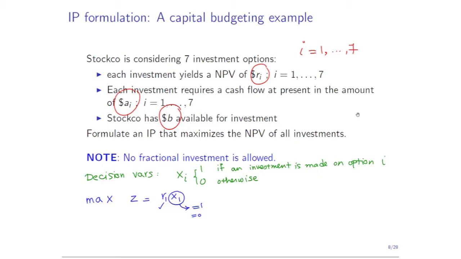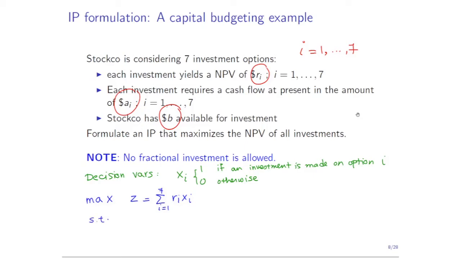The same is with project 2, and so on. If x2 is 1, I will get revenue R2. If x2 is 0, I will get 0 from the second project. So let me write it in a more compact form. It is sigma i from 1 to 7 of R_i x_i. This is my revenue.